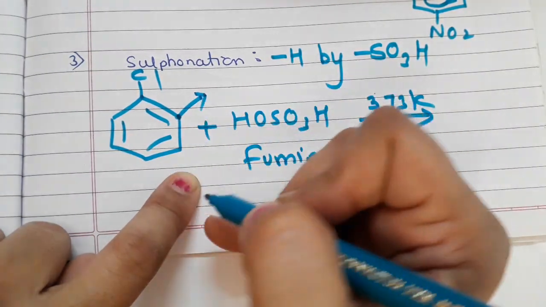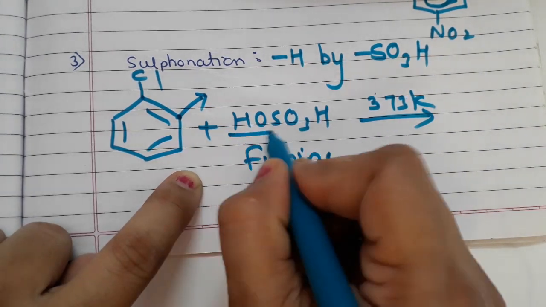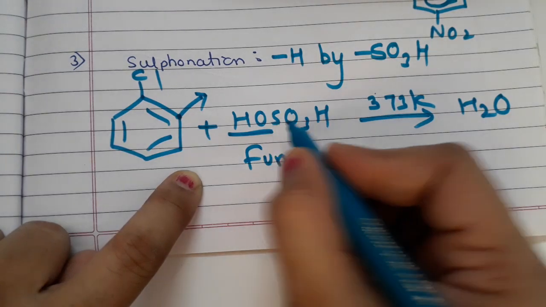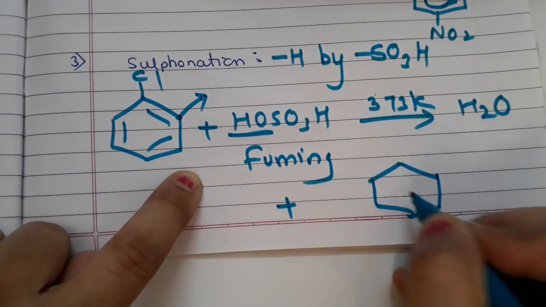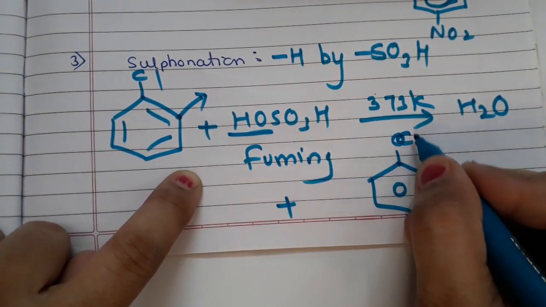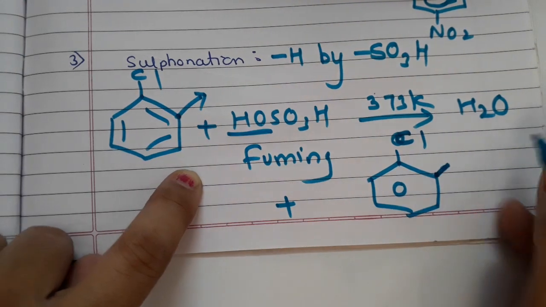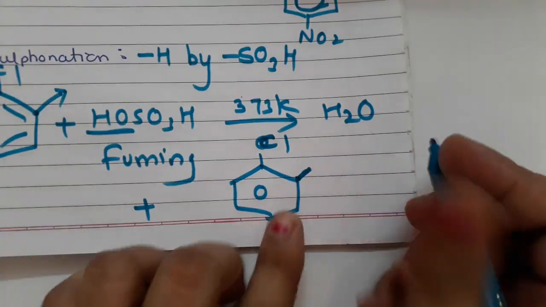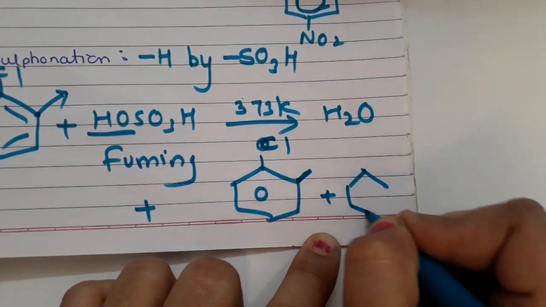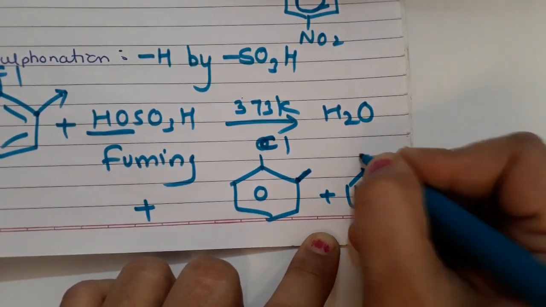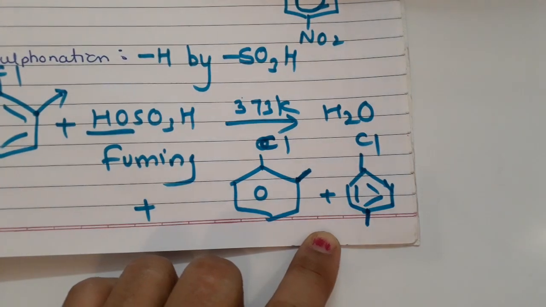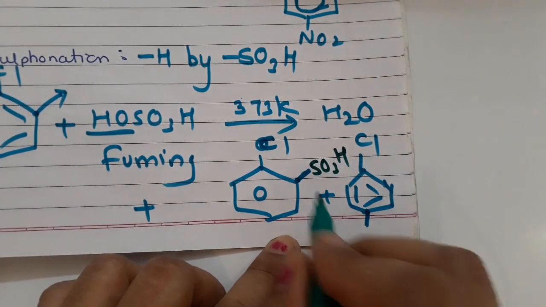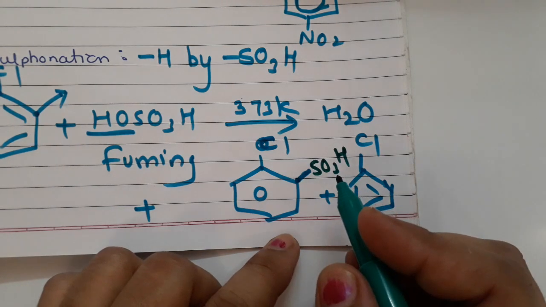H will come out, and so we'll get H2O plus. So this sulfonic group will be attached at the ortho as well as the para position. So this position, I'll get at this position, and I will be getting it at the para position also. So I'll just write here SO3H. Okay, what would be the name?